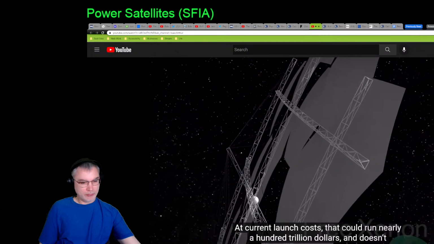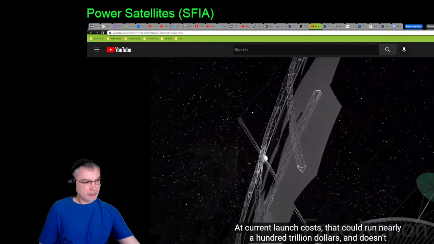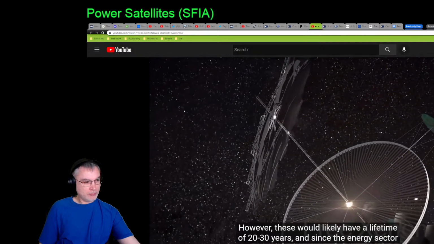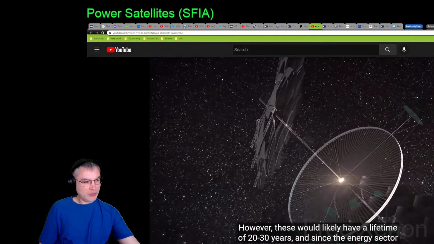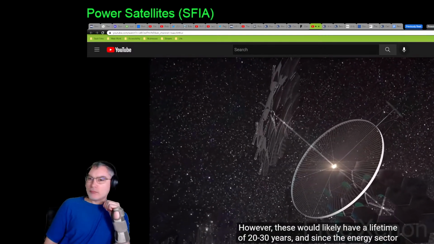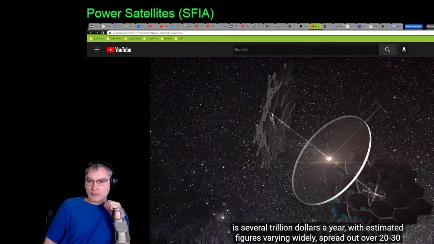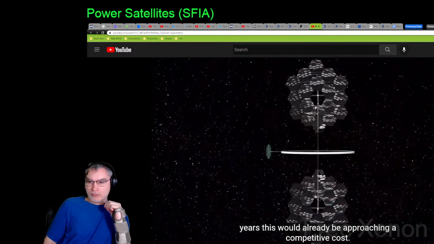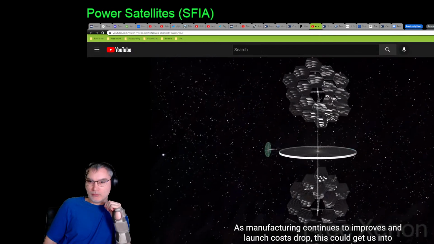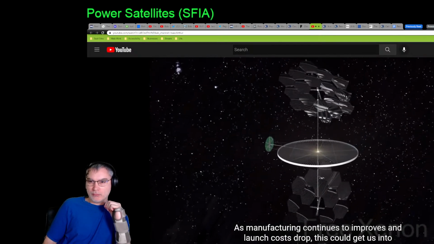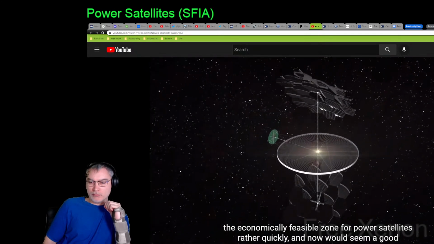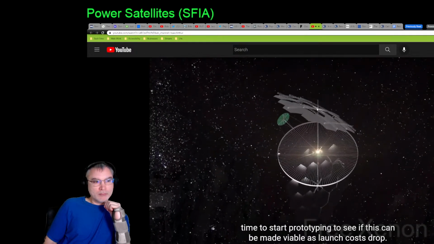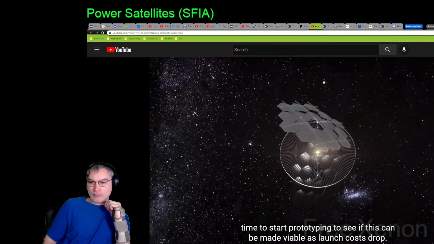At current launch costs, that could run nearly $100 trillion, and doesn't include any losses in transmission or other associated equipment. However, these would likely have a lifetime of 20 to 30 years, and since the energy sector is several $1 trillion a year, with estimated figures varying widely, spread out over 20 to 30 years, this would already be approaching a competitive cost. As manufacturing continues to improve and launch costs drop, this could get us into the economically feasible zone for power satellites rather quickly, and now would seem a good time to start prototyping to see if this can be made viable as launch costs drop.